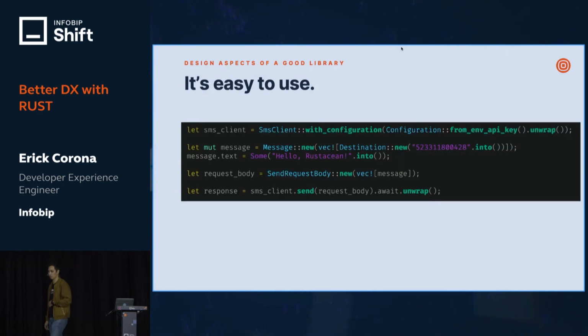To make it easy to use, we try to keep everything very low in terms of code. This is an example to send an SMS. As you can see, it's basically only 4 lines. You just create an SMS client with some configuration. Then you create a message that already has the destination and the text. Then you create a request body, which is attached to the message that you just created. And then you just call the endpoint, send, and that gives you a response.